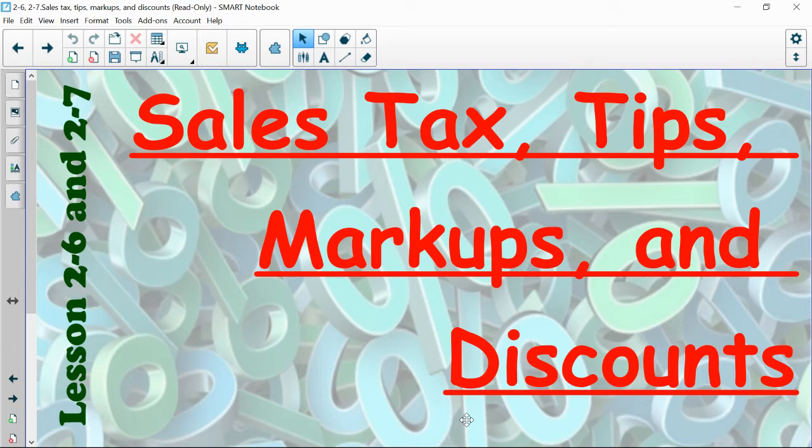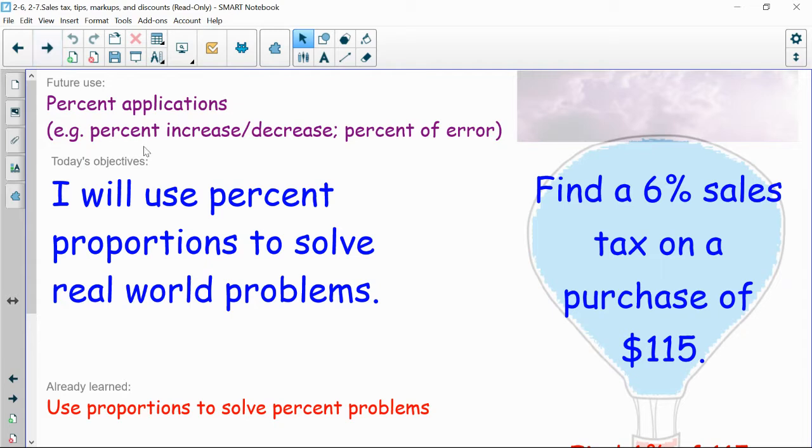Today we are going to talk about money. We are going to do finding our sales tax, tips for when you are giving gratitude to people at the restaurants or beauticians, barbers, just any service somebody gives that you might want to give them a tip. Markups, so your retail price instead of the wholesale price, and then our favorite, discounts, money you are saving on a total price. Right, so today's objective is that I will use percent proportions to solve real world problems.